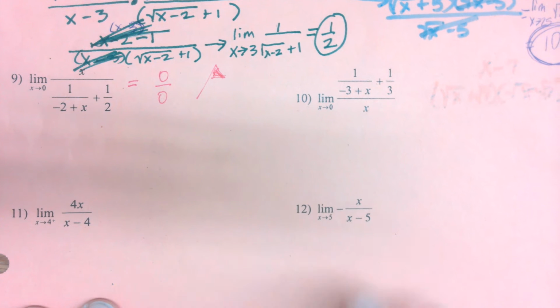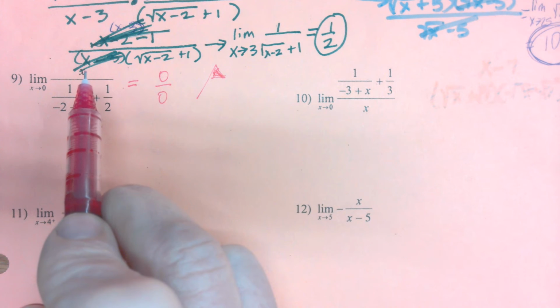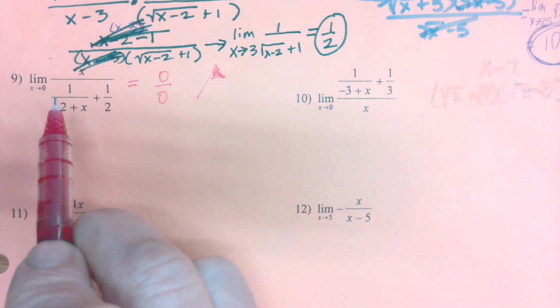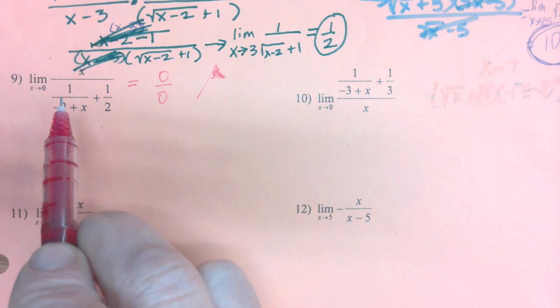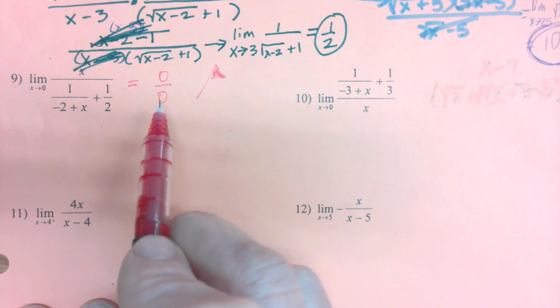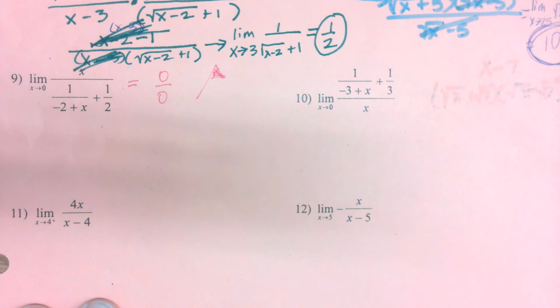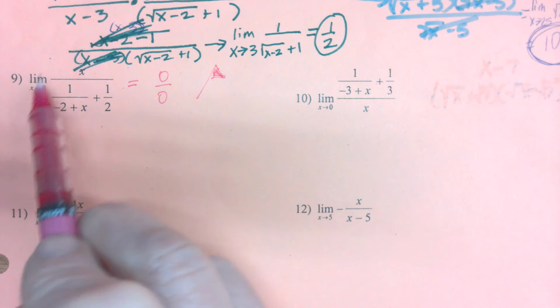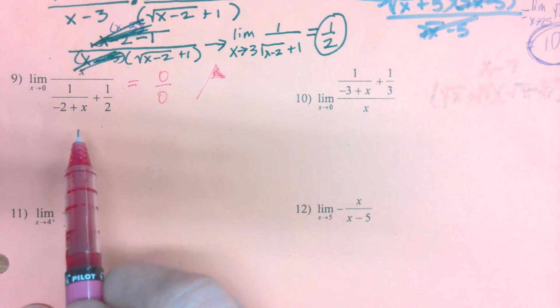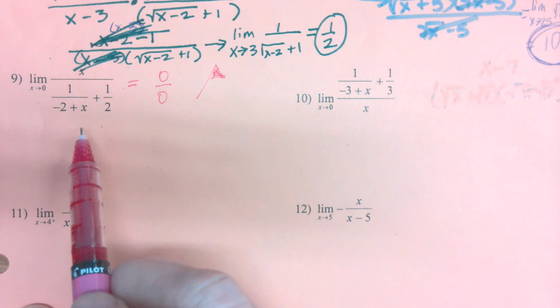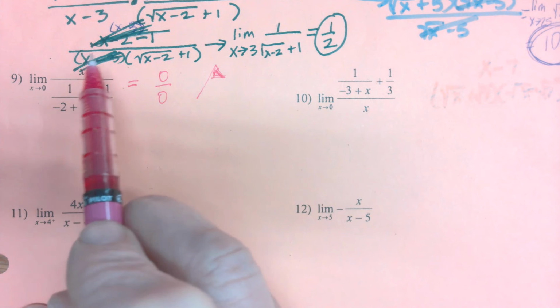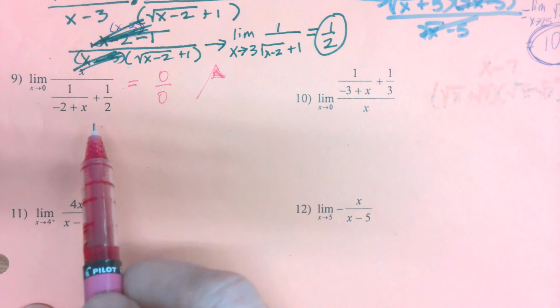I'll get 0 over 1 over negative 2 plus 1 over 2. So that's negative 1/2 plus 1/2, which would be 0. 0 over 0, undefined. This is not a conjugate situation. Can't use the conjugate here. It's not going to help me. It's also not a factorable situation.